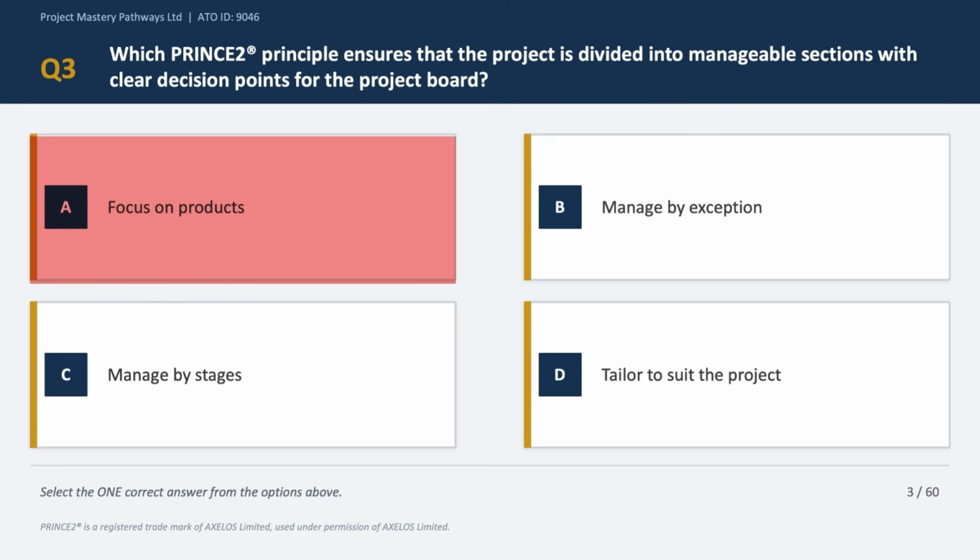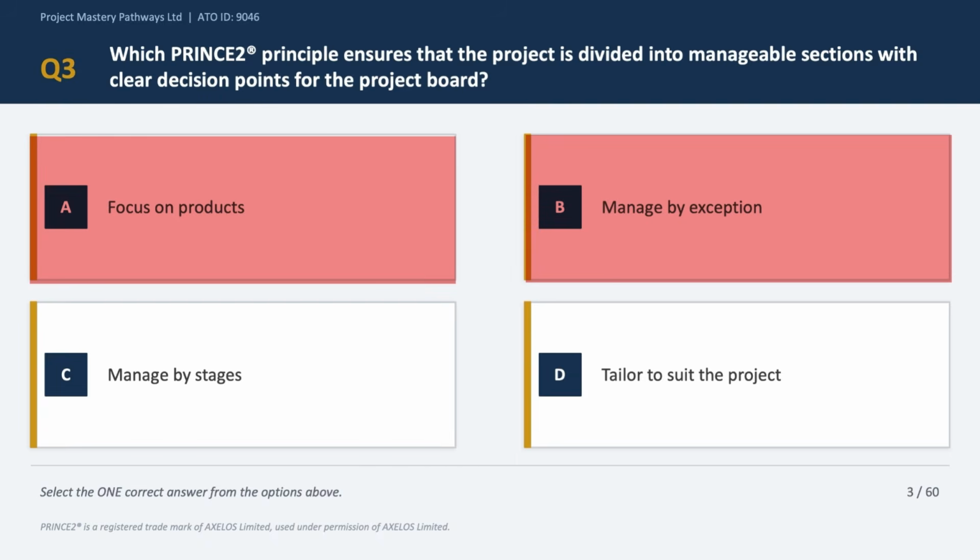Let's look at option B, which says manage by exception. This is about setting tolerances and escalating only when they are breached. That does not gel quite well with dividing projects into sections, so that's an incorrect option as well. Let's look at option D, which is to tailor to suit the project. This is about adapting PRINCE2 to the project context.